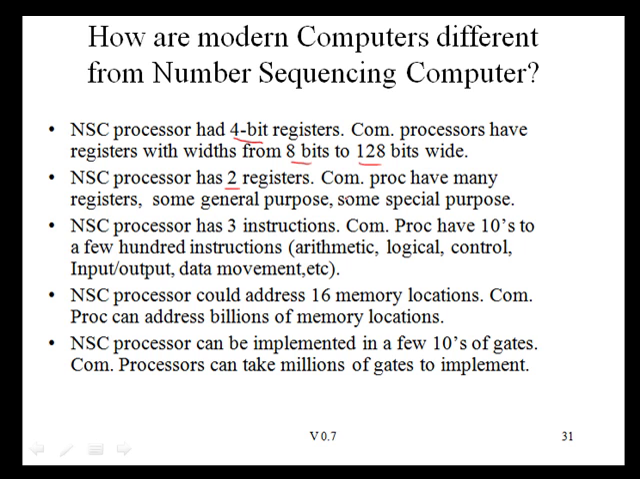Commercial processors can have lots and lots of registers, dozens of them, some of them general purpose, some of them special purpose. Our number sequencing processor only had 3 instructions. Commercial processors can have anywhere from tens to even a few hundred instructions of all different types. Our number sequencing processor could only address 16 memory locations. High-end commercial processors can actually address billions of memory locations. Finally, our number sequencing processor could be implemented in just a few tens of gates. High-end commercial processors can take hundreds of thousands to even millions of gates to implement.